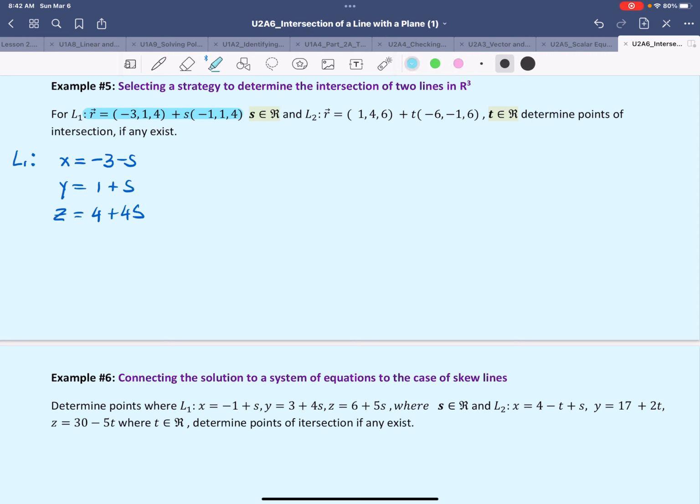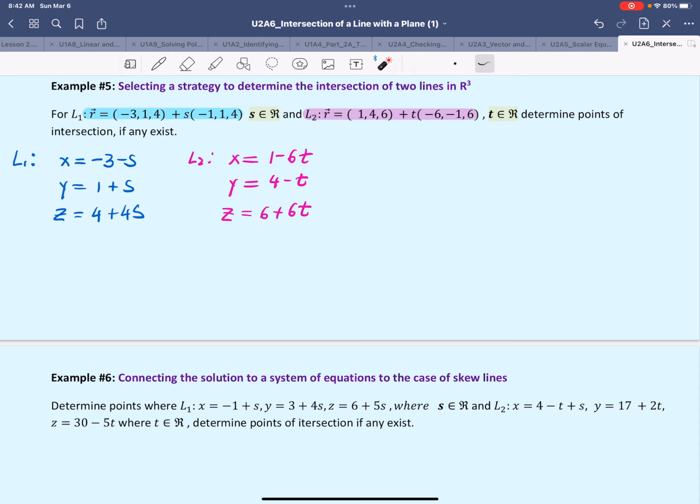For line L2, we'll have x equal to 1 plus -6t, so 1 minus 6t. Y coordinate would be 4 plus -t, so 4 minus t. And z coordinate is 6 plus 6t, so z equals 6 plus 6t.